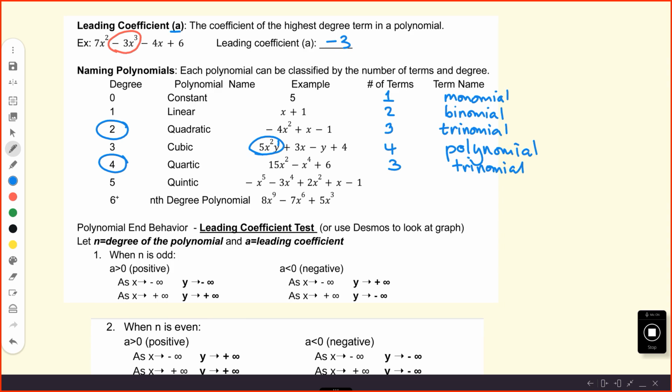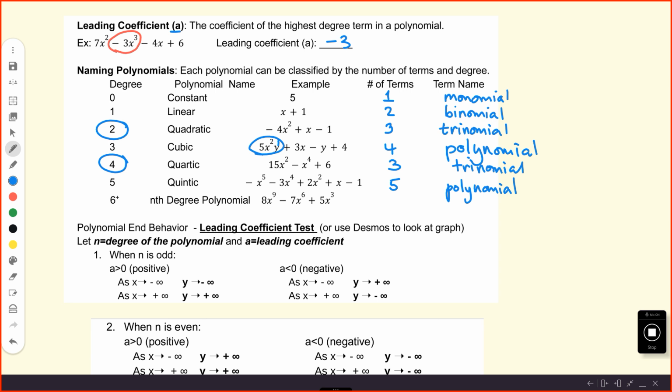And then quintic is degree 5. How many terms do we have here? We have 5 also for the number of terms, and we just name this a polynomial based on the number of terms. And so on, right? If you have more than 5, we just call it an nth degree polynomial.